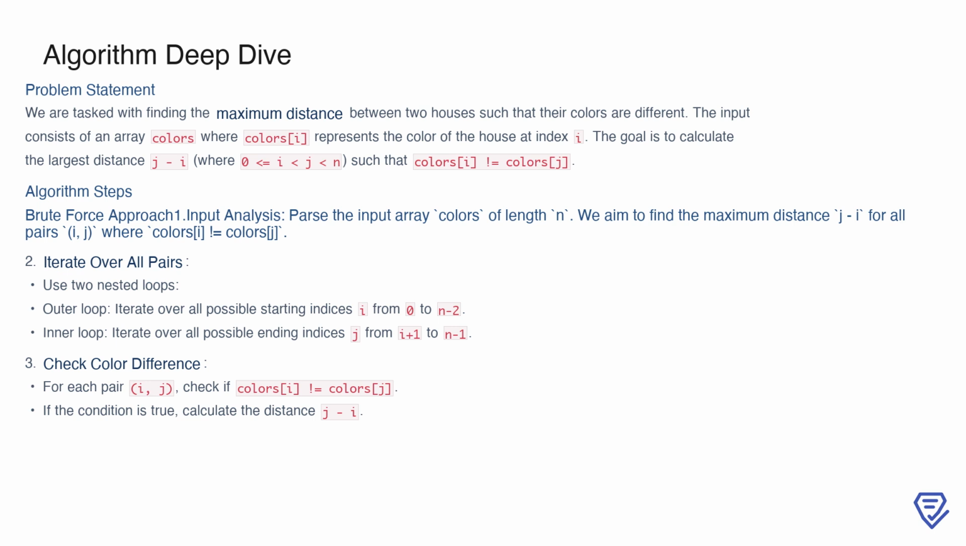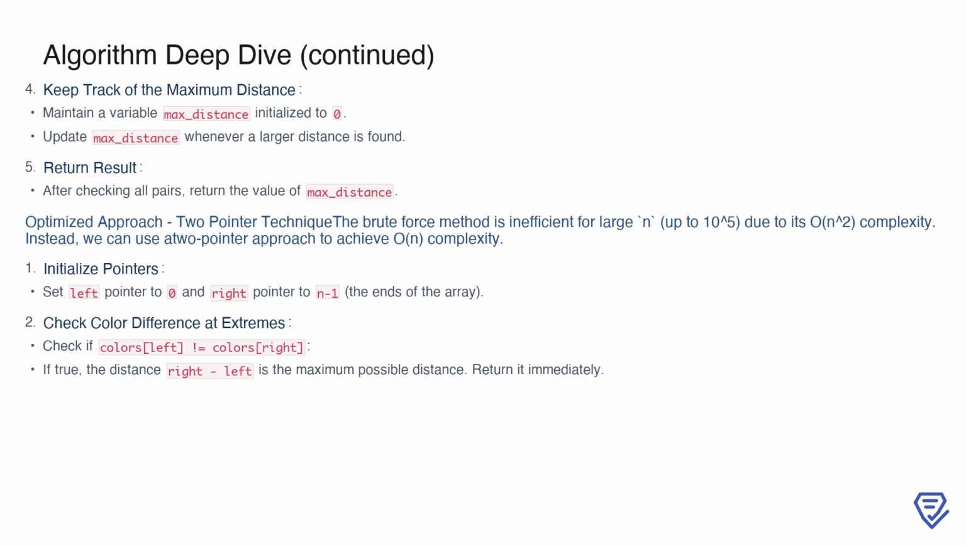To start with a brute force approach, we analyze the input array and use 2 nested loops to examine all possible pairs of indices i, j. The outer loop iterates through all starting indices i, while the inner loop checks all ending indices j that come after i. For each pair, we check whether their colors are different. If they are, we calculate the distance j - i and compare it with the current maximum distance to see if it's larger. To keep track of the maximum distance, we introduce a variable max_distance, which starts at 0.